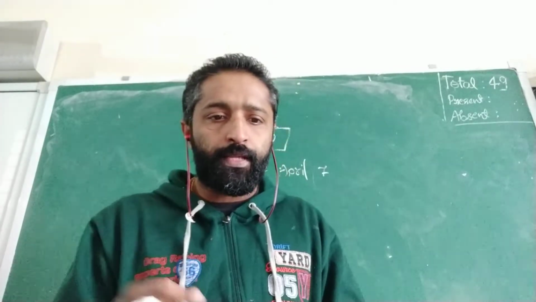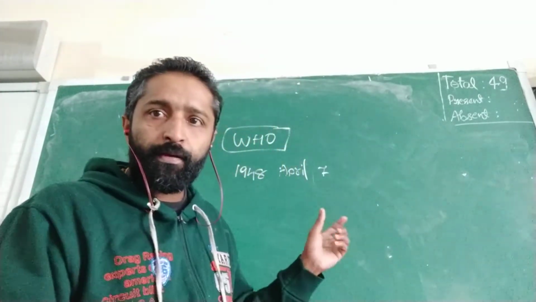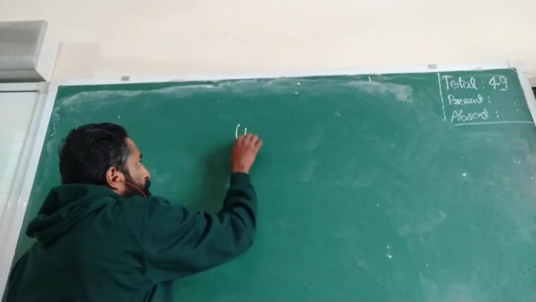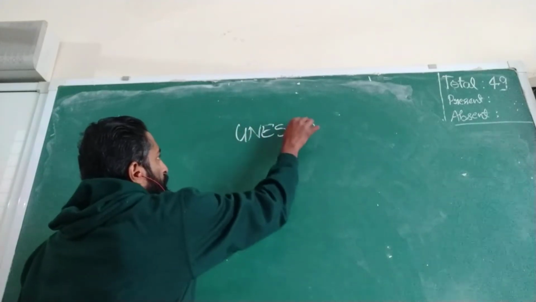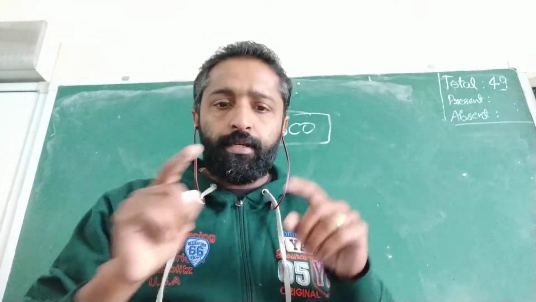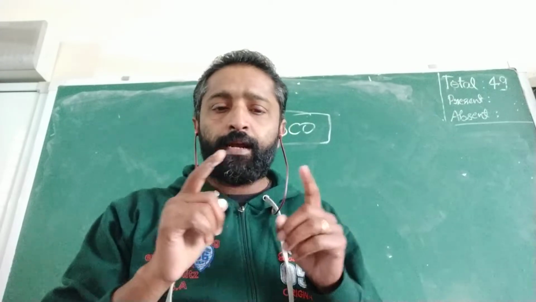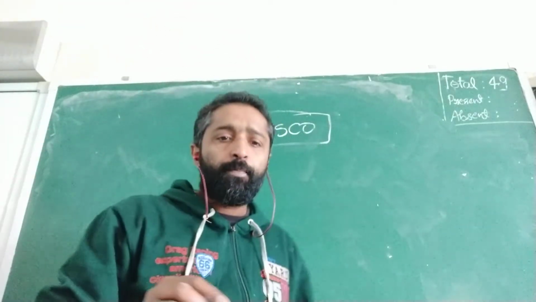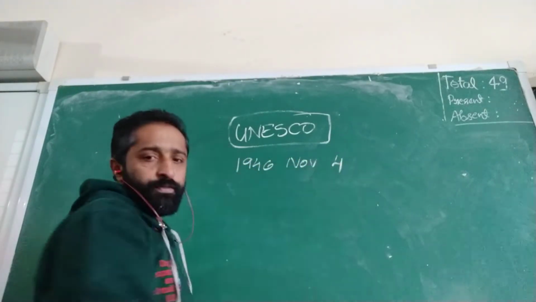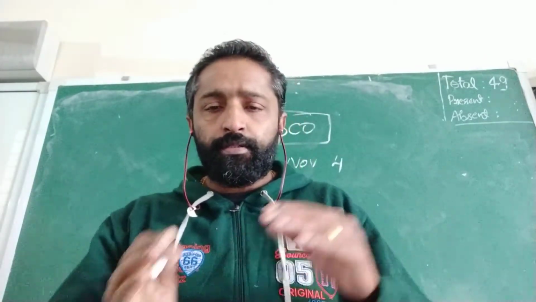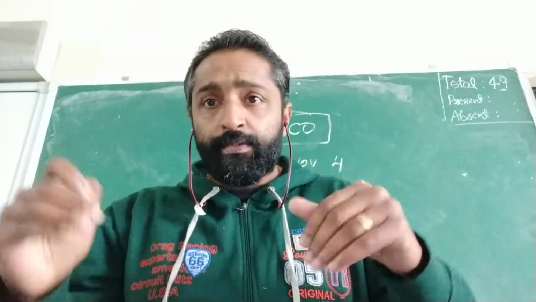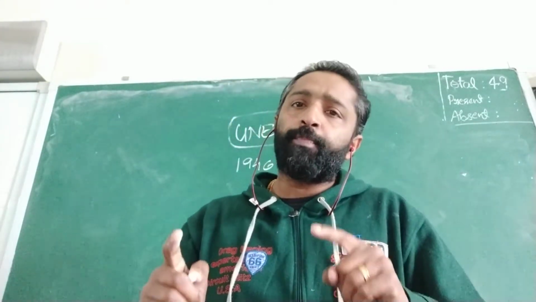Now moving on to the next one, that is UNESCO. I hope you are clear with this particular WHO. The next is UNESCO. It is defined as the United Nations Educational, Scientific and Cultural Organization, and it was established on 1946 November 4. United Nations Educational, Scientific and Cultural Organization, known as UNESCO, was established on 1946 November 4.